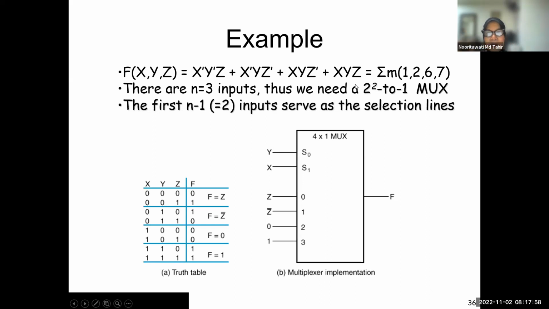Dan the four inputs of the multiplexer, remember this is 4 to 1 mux, adalah the output of F. Yang kita set sebagai Z, Z bar, 0 and 1. This is one way how you can implement multiplexer sebagai logic implementation. Okay, I guess yang ini selalu student macam akan a little bit confused.